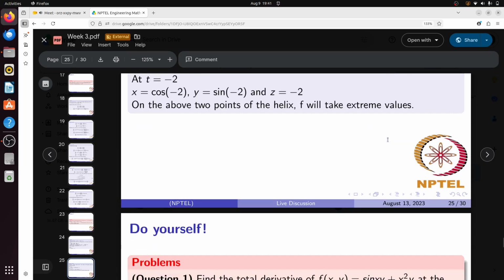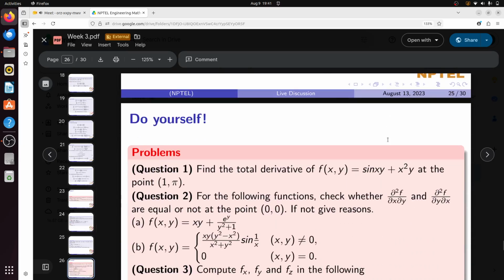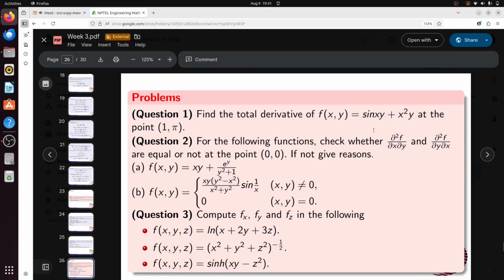Very nice. So these are some questions. This question I have already discussed in Anuj sir's question. f(x,y) = xy + e^y/(y^2+1). Find the total derivative. We have already discussed that ∂f/∂x dx plus ∂f/∂y dy. You get the ordered pair (1, π), you put it in, and you get the answer.